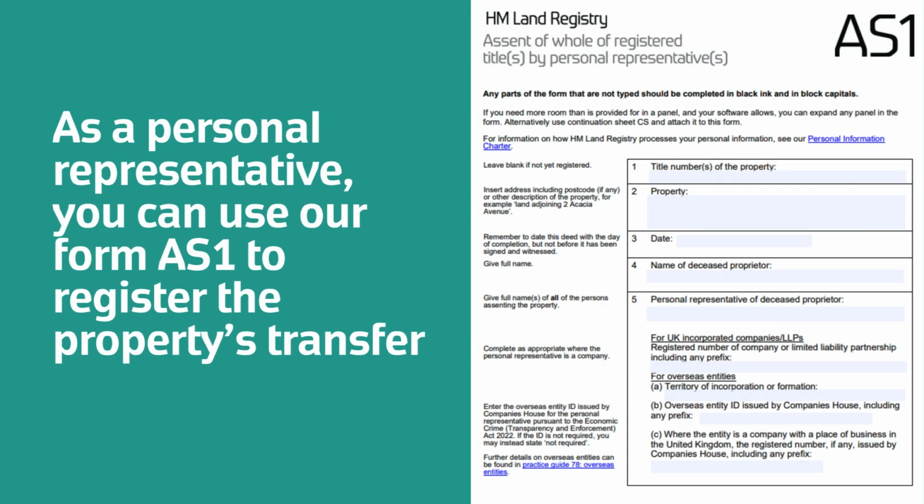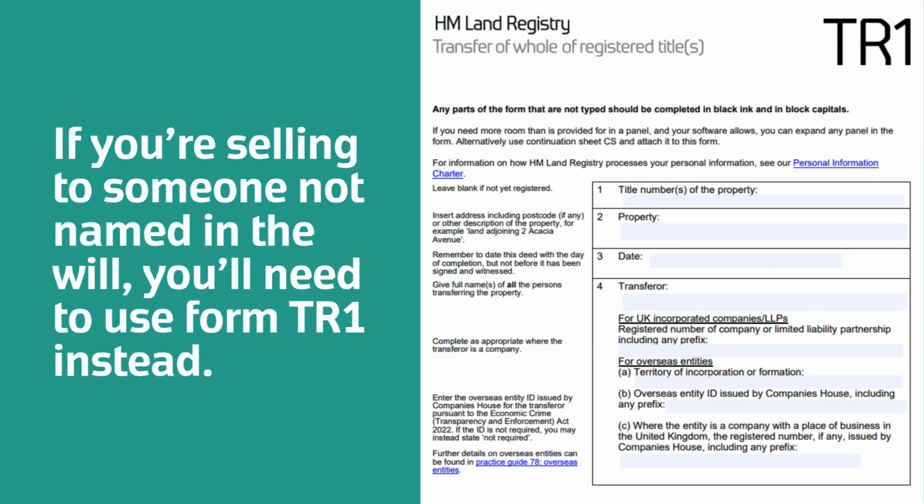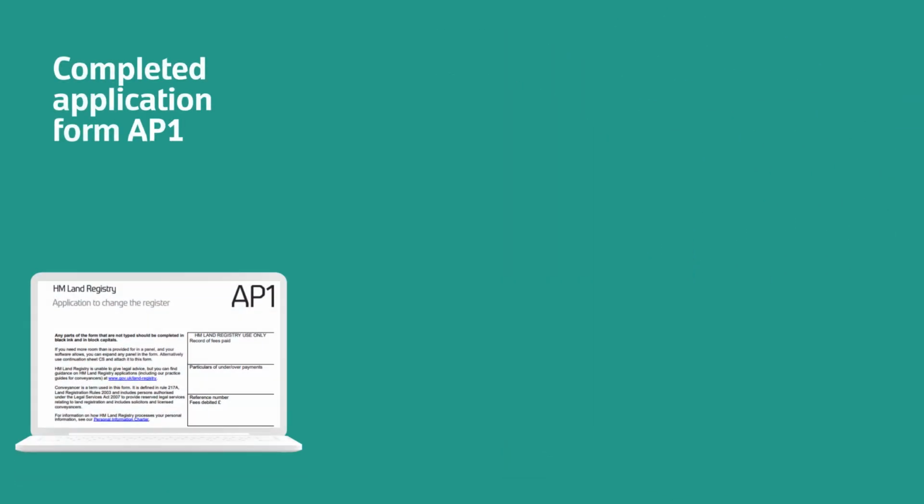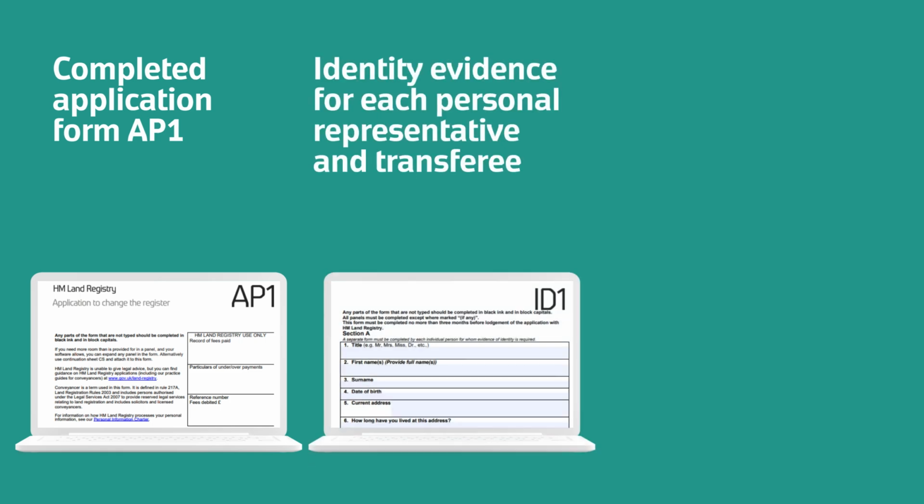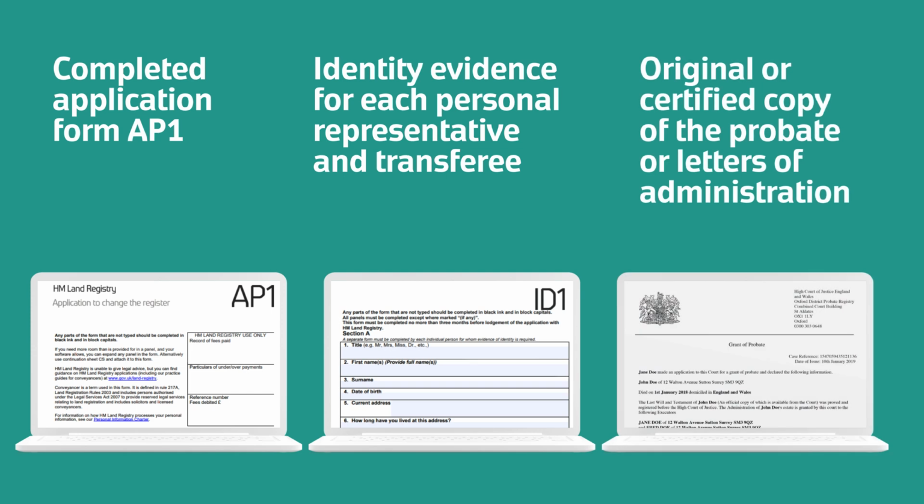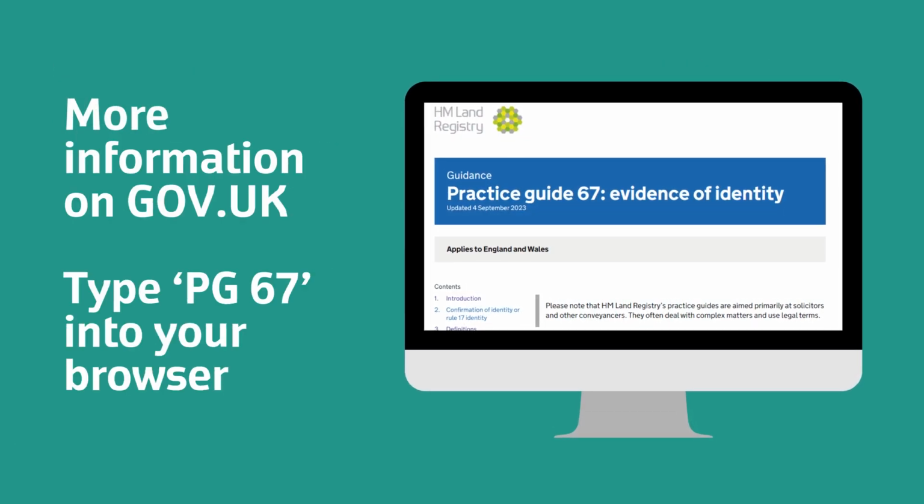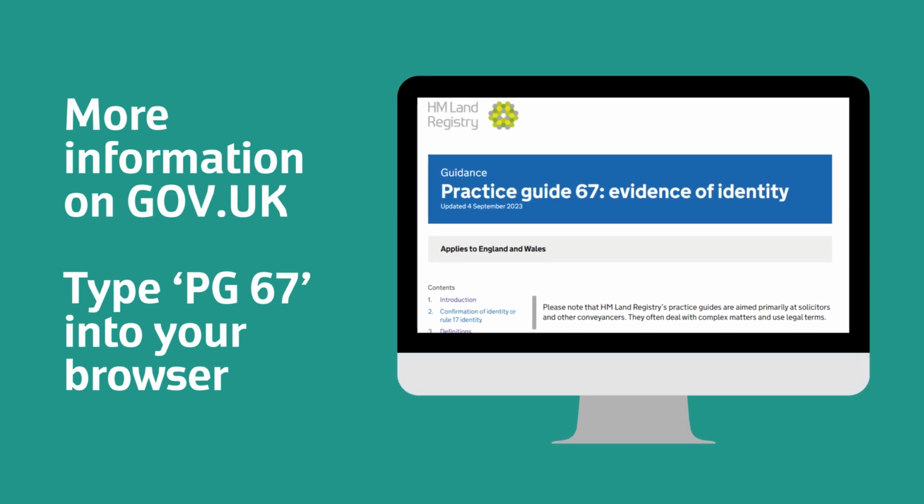If you are the personal representative of a property owner who has died, you can use our Form AS1 to register the transfer. Please note, if you are selling the property to a third party, that is, someone who is not a named beneficiary in the will, you will need to fill in a Form TR1 instead of Form AS1. You will also need to send us a completed application form AP1 and evidence of identity for the personal representatives and transferees, together with a true copy of the probate or letters of administration. More information and guidance on our requirements for evidence of identity can be found in Practice Guide 67.